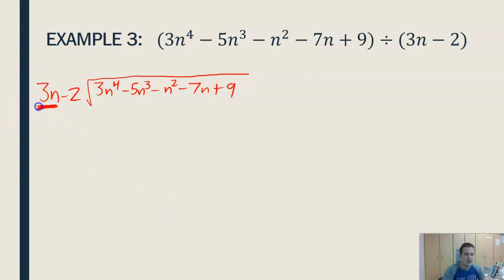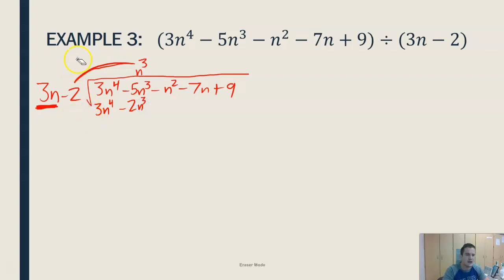So what multiplied by 3n gives me 3n to the 4th? Well, that's going to be n to the 3rd. n to the 3rd times 3n is 3n to the 4th. So after I've found this quotient part here, I'm going to multiply n to the 3rd by both of these terms. n to the 3rd times 3n is 3n to the 4th. n to the 3rd times negative 2 is negative 2n to the 3rd.